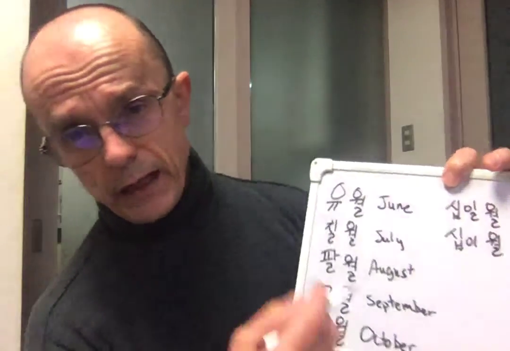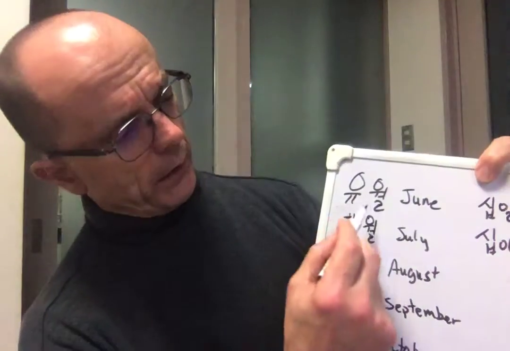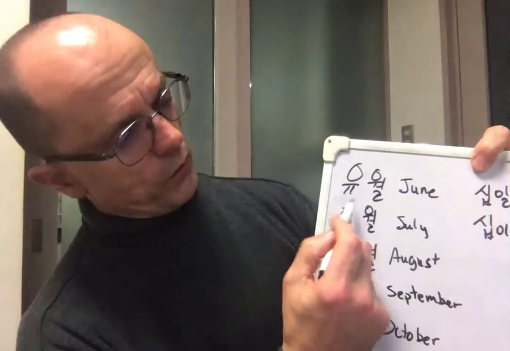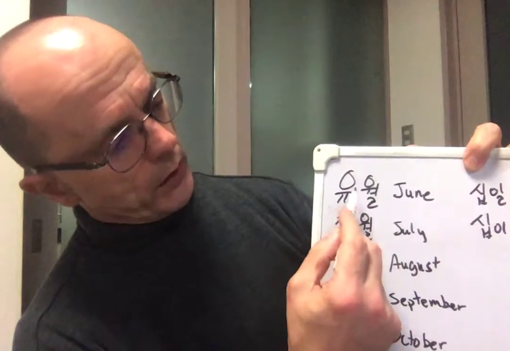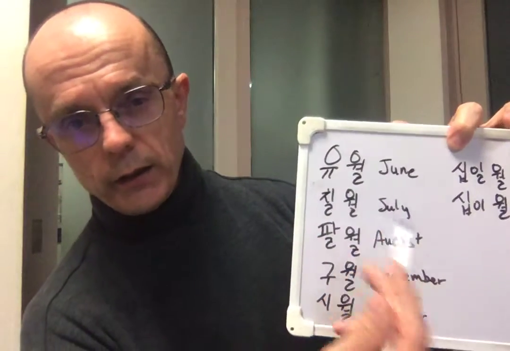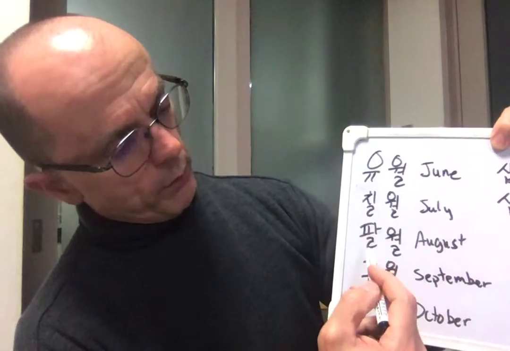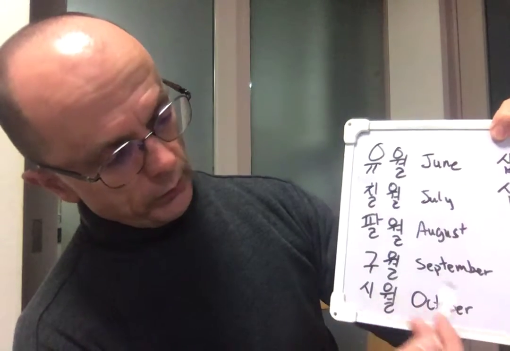Now it changes just a little bit for June, right? So we remember that 6 is 6, but for June, the 6th month, we're not using 6. Instead, it changes, just drops off that 받침, right? So 6월 is for June, right? And then we go back to normal. So 7월, 8월, 9월, right, through September.